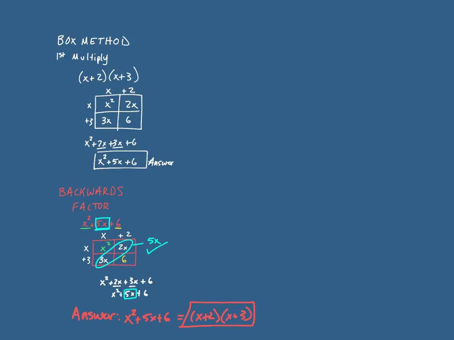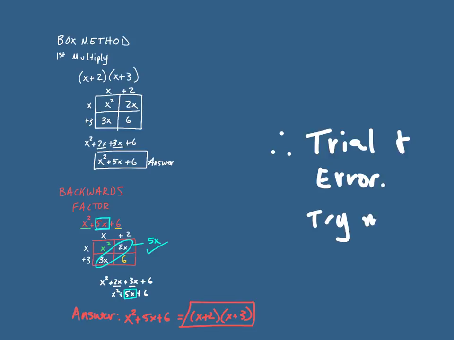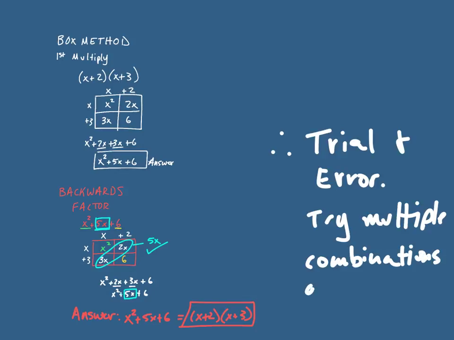So the one thing is, this might be a trial and error thing, okay? If you do this once and your numbers don't match up with your middle term here, if the 5x and the 5x don't match up, try something else. Try multiple combinations of numbers, okay? And that will become apparent when you get into further things down the road. But this is the idea.